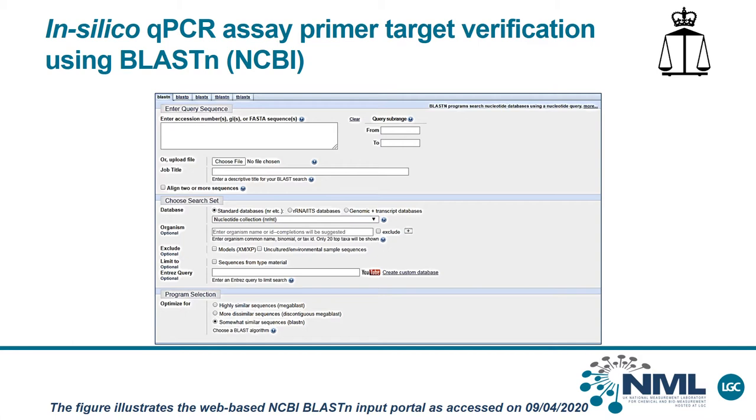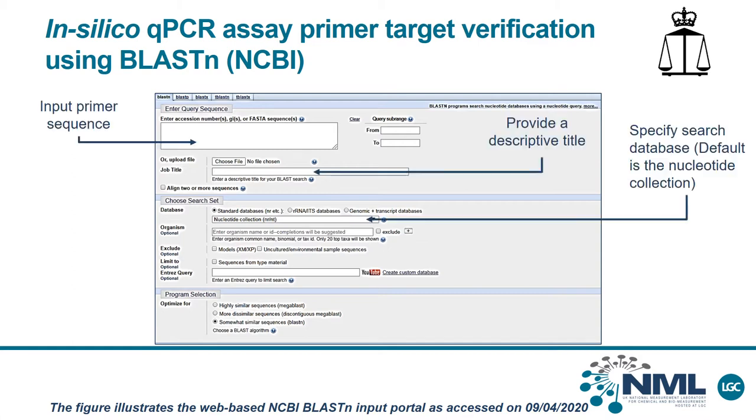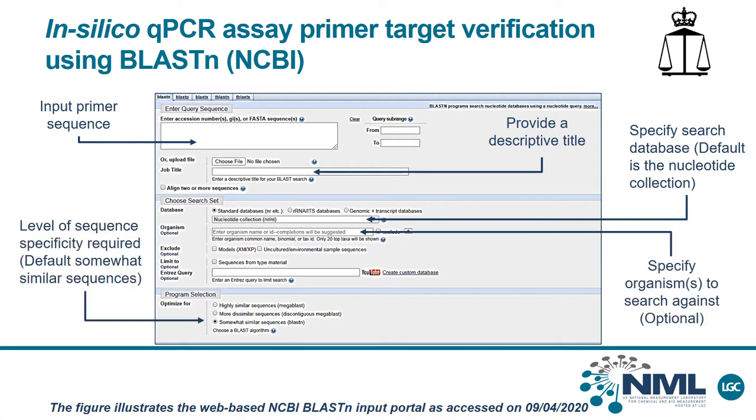The web-based application BLAST-N may be used to match a primer or probe sequence with potential targets, and can be accessed free of charge at the National Centre for Biotechnology Information website. A screenshot of the graphical user interface as accessed on the 9th of April 2020 is shown on the slide. The dialog boxes for inputting assay primer query DNA sequences and defining the search parameters are indicated.